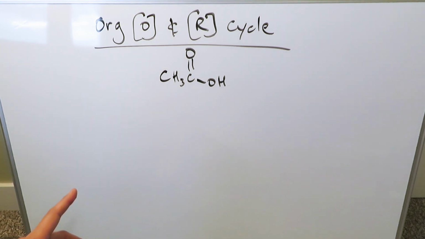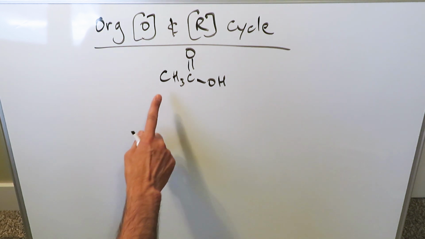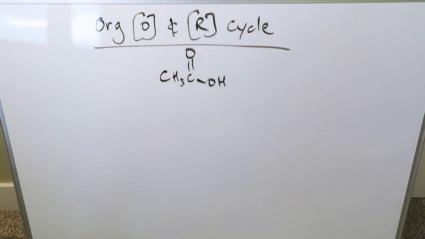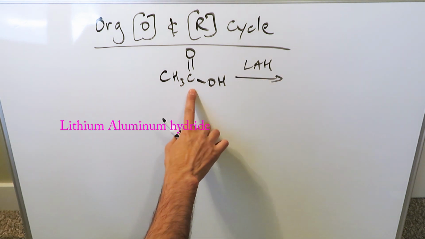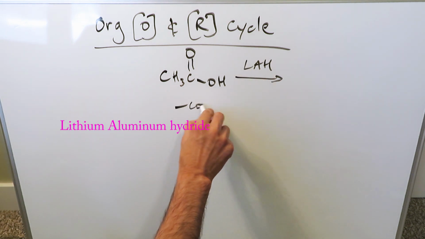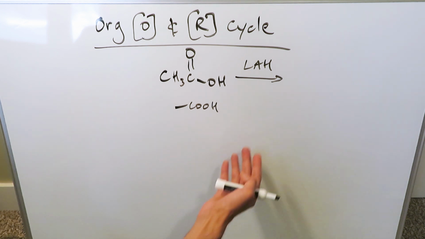At the high school level, we're looking here at the organic oxidation and reduction cycle, the manner and type of steps which are involved in oxidizing and reducing organic compounds. And it's not hard by any means, starting here with acetic acid, vinegar, CH3COOH. If you wanted to reduce this, you can. Lithium aluminum hydride will get rid of this carboxylic group, which is COOH, and it will reduce it.